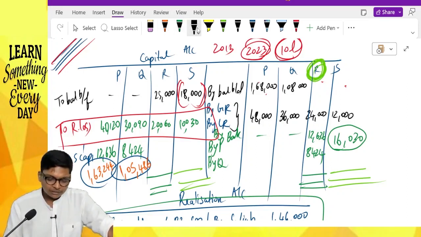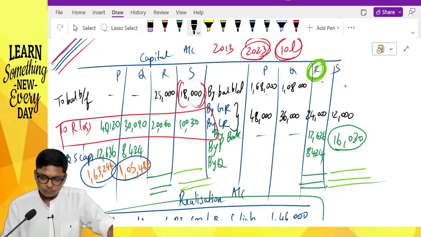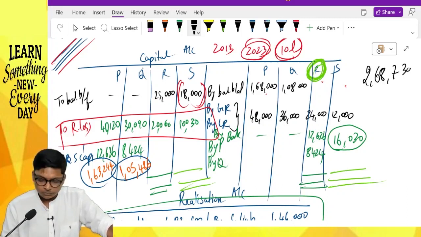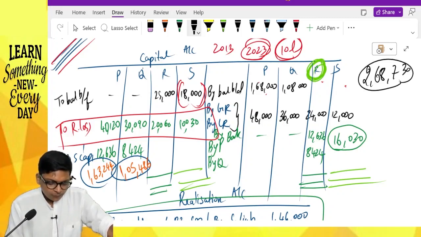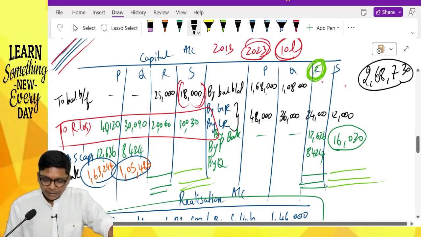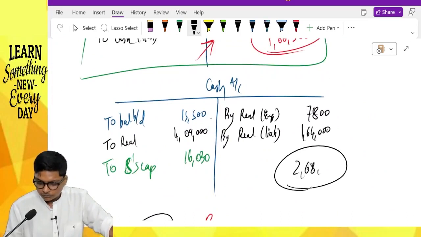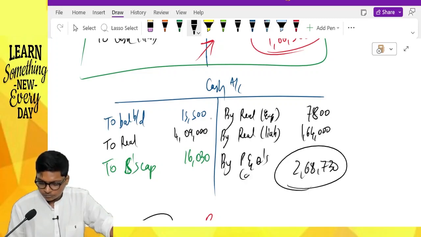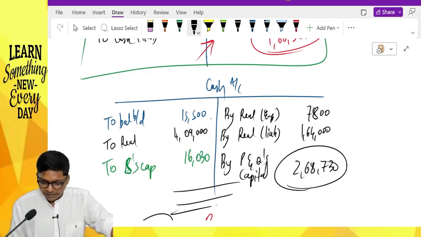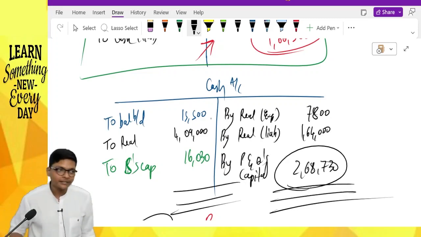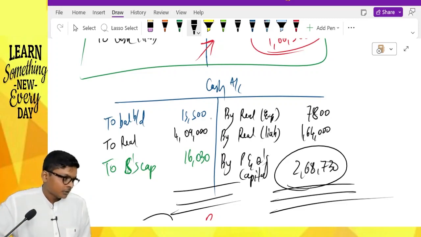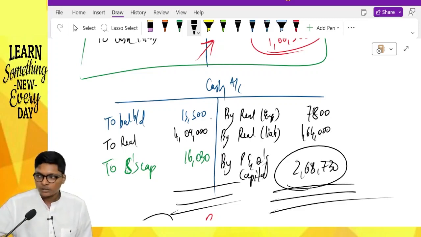What is the total of this? 2 lakh 68,730. That means this is what I have to pay them. So how much cash do I need? 2 lakh 68,730. Come to your bank account and see if you have so much balance. I don't even have to check. You check for your books, but I know it has to be correct. Tally it, guys. Cash.